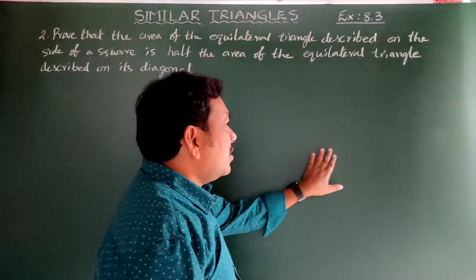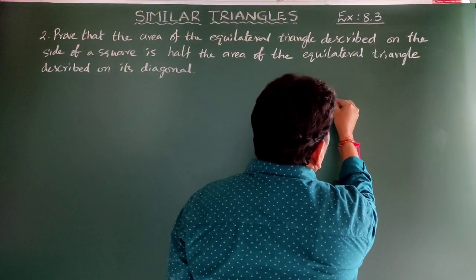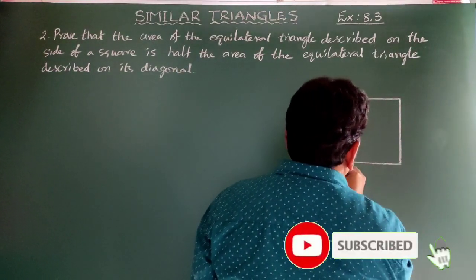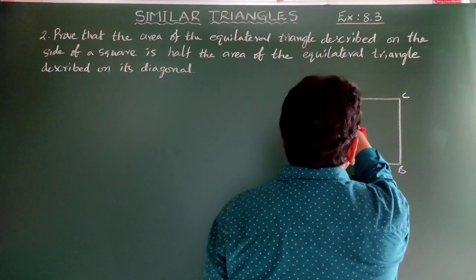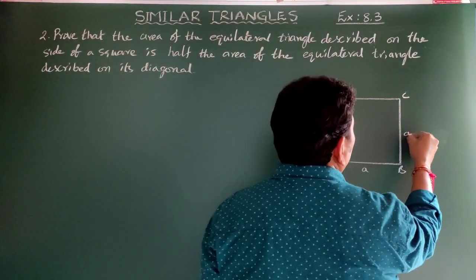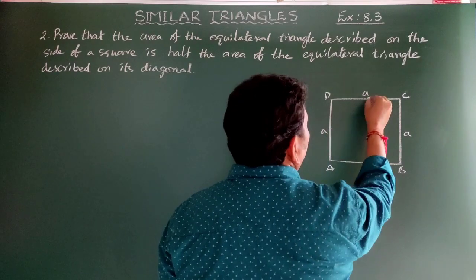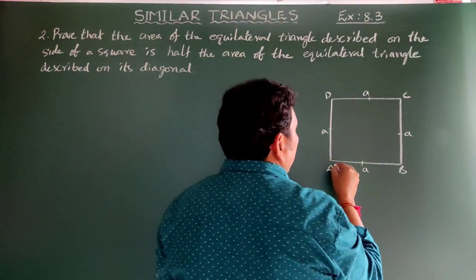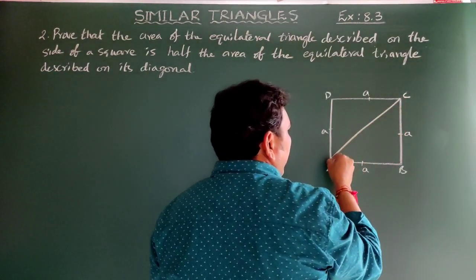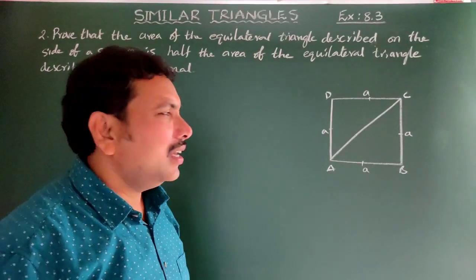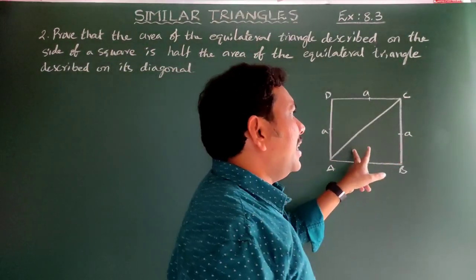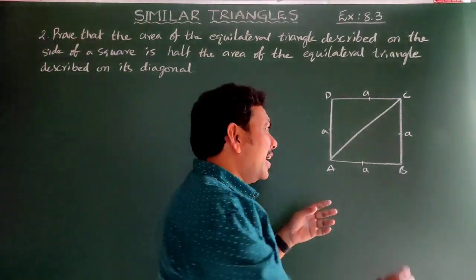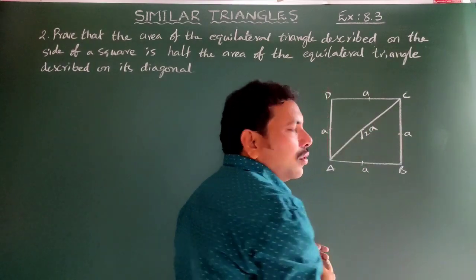Yes, look here. First, according to the problem, draw a diagram, draw a square first. Suppose ABCD is a square of side a, right? Why? Because all the sides are equal in a square. Next, draw a diagonal AC. AC is equal to how much? If the side is a, then the diagonal is root of a square plus a square, root 2a square, which means root 2a. Yes, its diagonal is root 2a.